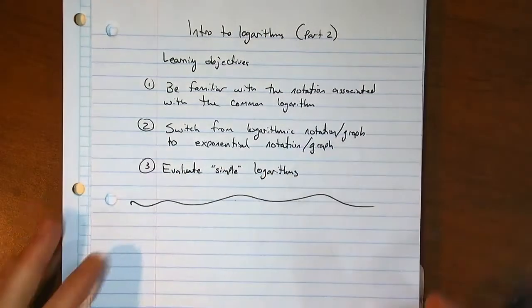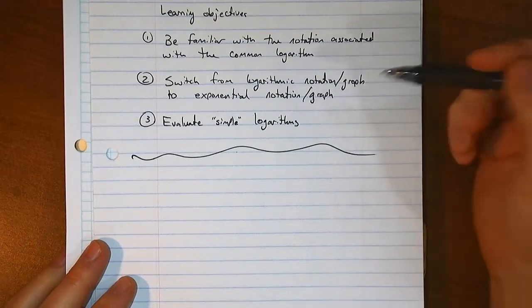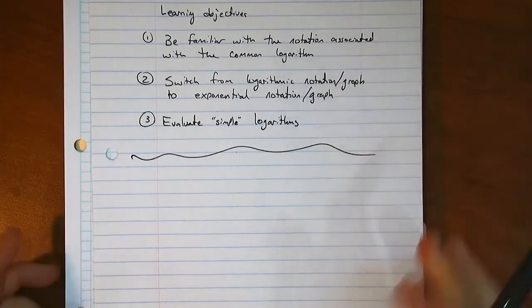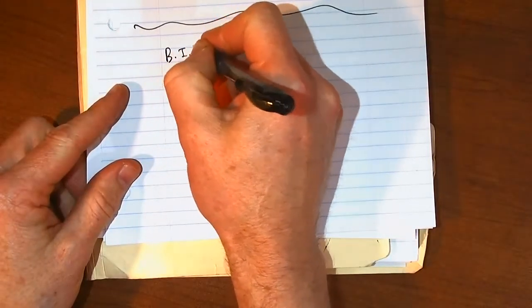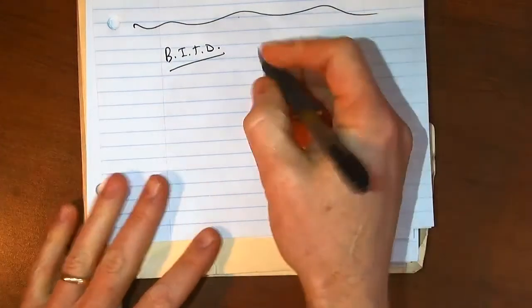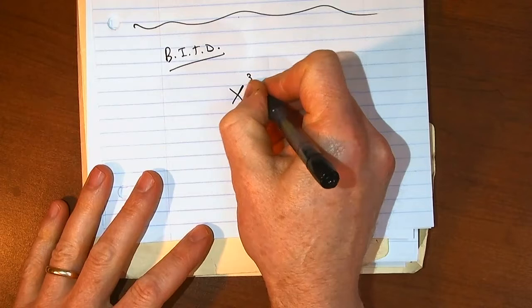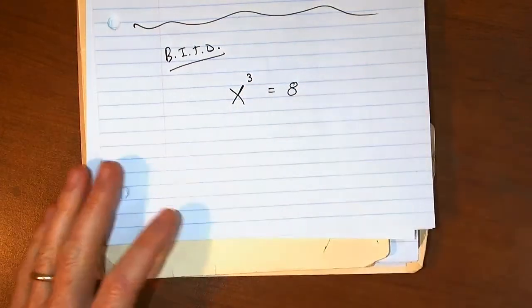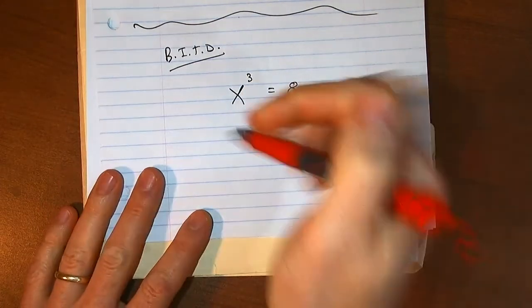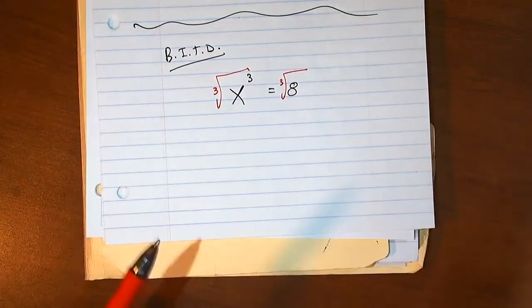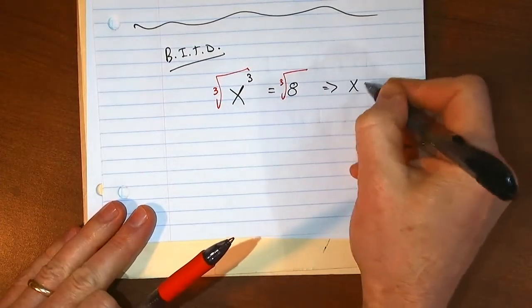The first thing I want to do before we actually get into the learning objectives is introduce a little bit of background about learning objective number 2. Okay, so we know from back in the day that when we work with power expressions, like say, for example, if I've got something that's being cubed is equal to 8, we know from back in the day that you can take the cubed root of that, and that'll enable you to figure out what x is.